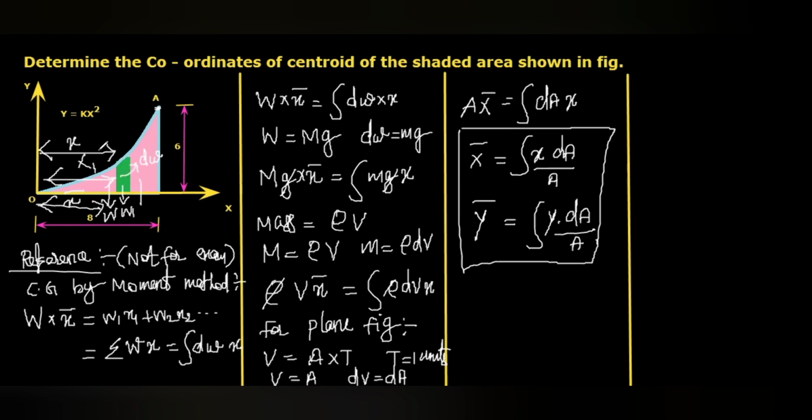dW is the weight of the small strip. X is the distance, or otherwise we can say this is the distance of center of gravity from the origin O. Then integration of a single strip, then we can extend it for the entire area. So by using this, weight reduced to mass, mass to volume, volume to area, then X bar and Y bar. So by using this, we are going to solve the numerical. Now only we are going to start the numerical. These things you don't have to do in examination.